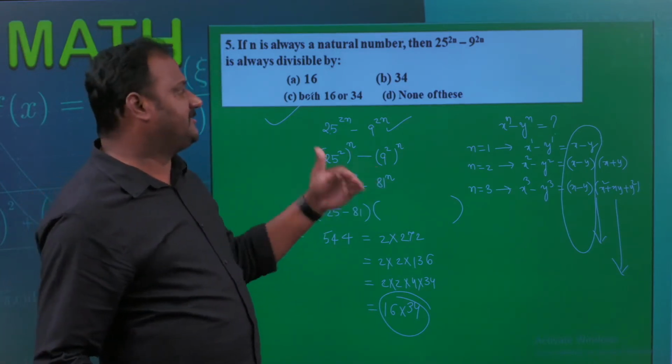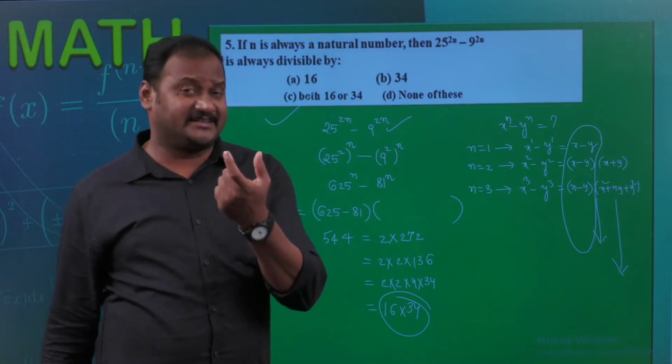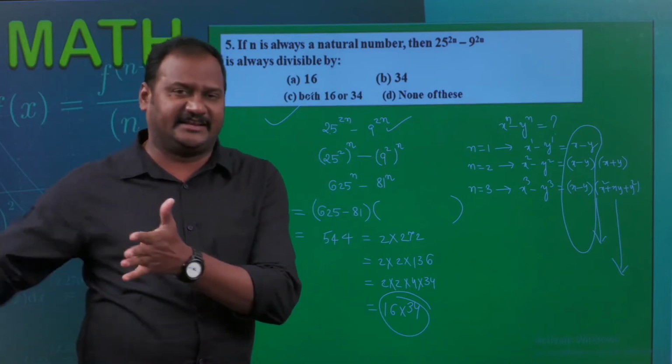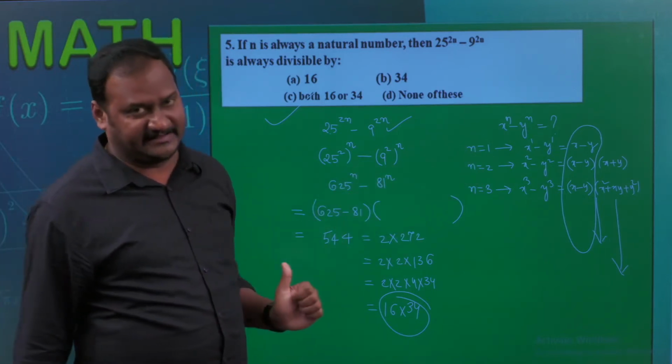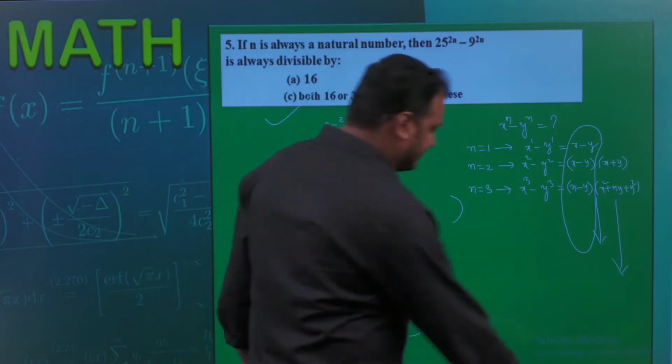For every x power n minus y power n, x minus y is the common factor. The second thing can depend upon the value of n, right? You see, like that. Hope you understand. Moving on to the next problem.